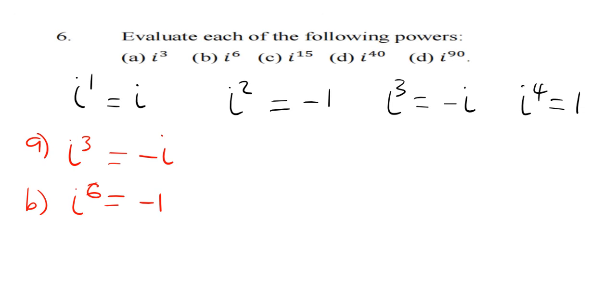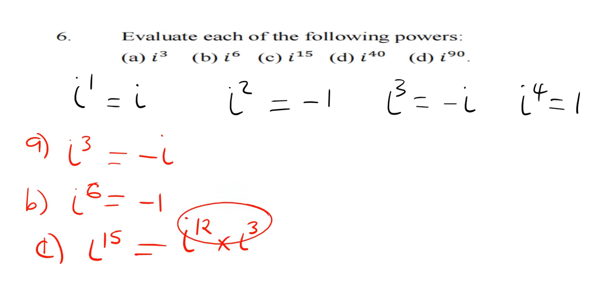Okay, we come to C. C, we've got i to the power 15. Now, i to the power 15, we can also just break it down. It can be i to the power 12 multiplied by i to the power 3, because every time you're multiplying and you have the same base, you're going to add the powers. 12 plus 3 will give us 15 still. So now what do we do?